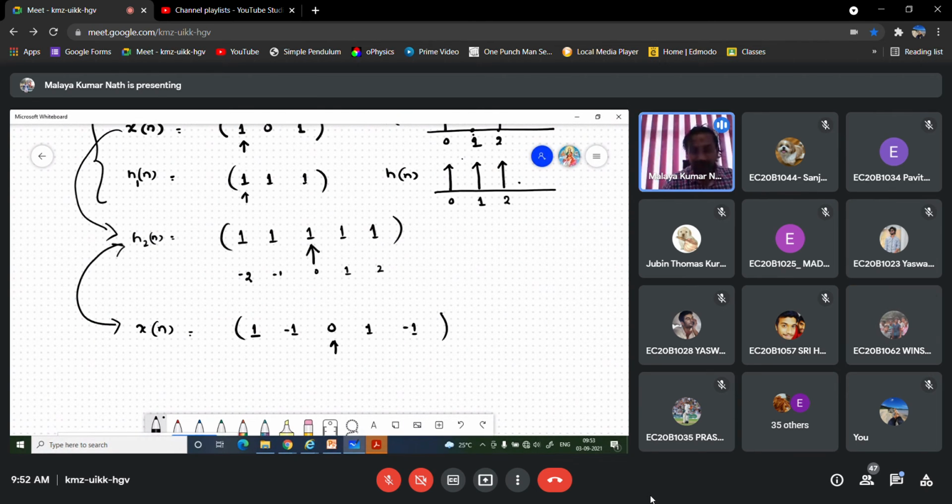Wherever the arrow is present, that is known as the origin, and the right hand side is known as the positive x-axis, and the left hand side is known as the negative x-axis.